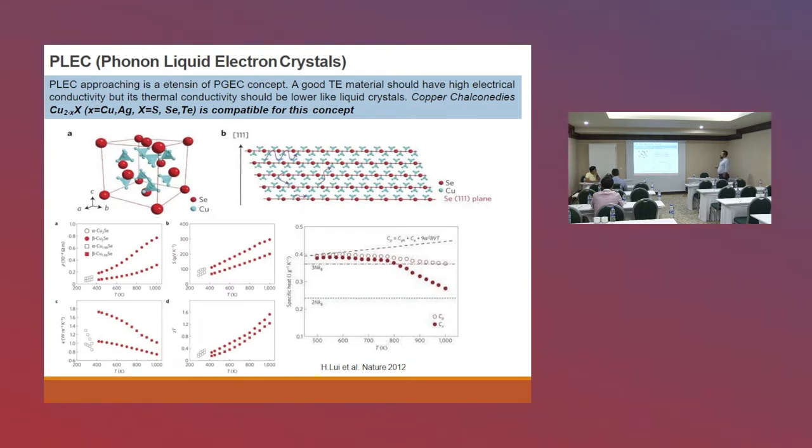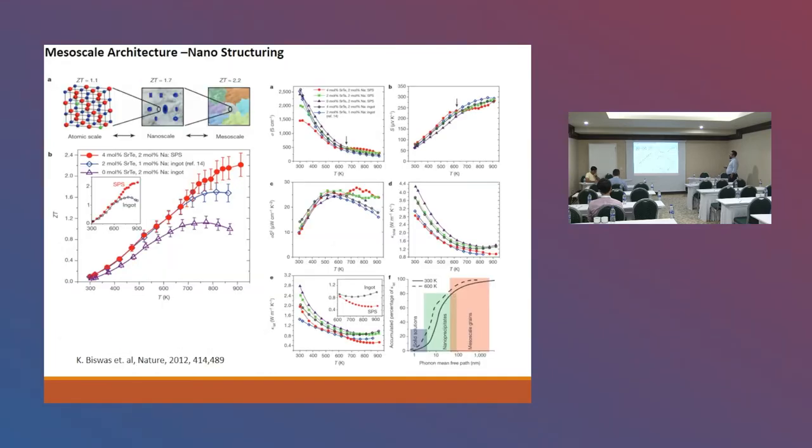The other recently proposed concept is called phonon liquid electron crystal. It's actually an extension of the phonon glass electron crystal concept, in which a good thermoelectric material should have high electrical conductivity like single crystals, but the thermal conductivity should be low like liquid, like copper chalcogenide. So copper chalcogenide and silver chalcogenide are good materials which obey this concept.